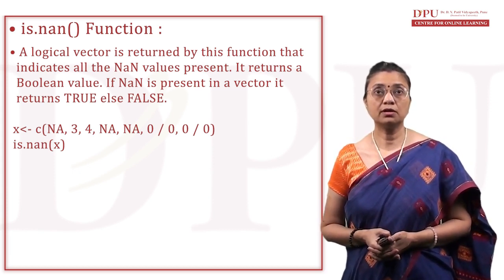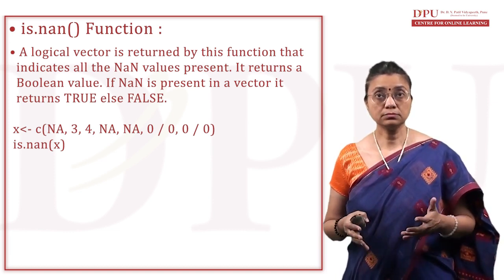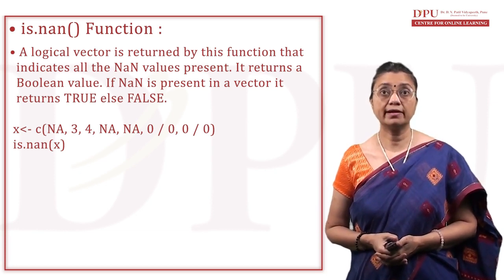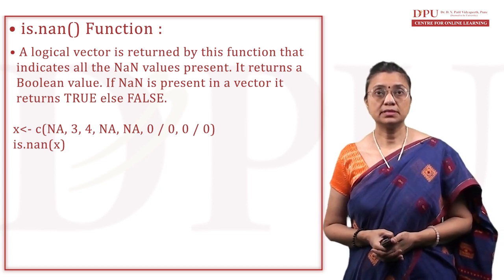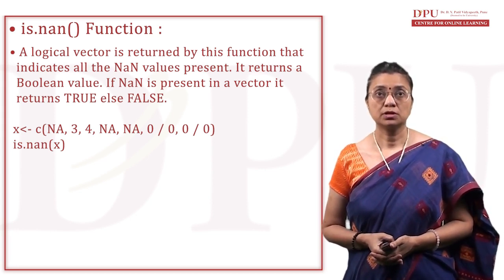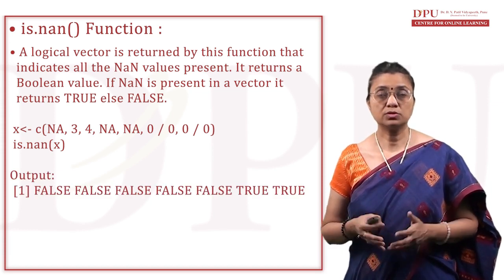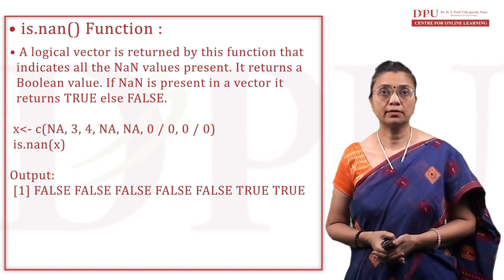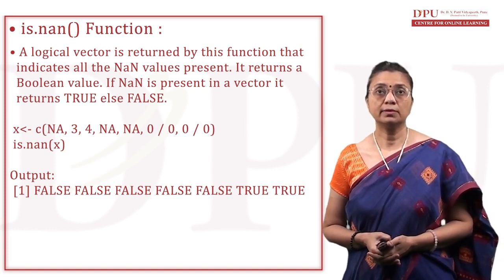So here we are applying the function is.nan, and within the function we are passing our x vector, which is a vector holding these values. Now let's see what the output is. This function indicates whether the NaN values are present. Here we can see the NaN values are 0 divided by 0 and 0 divided by 0.